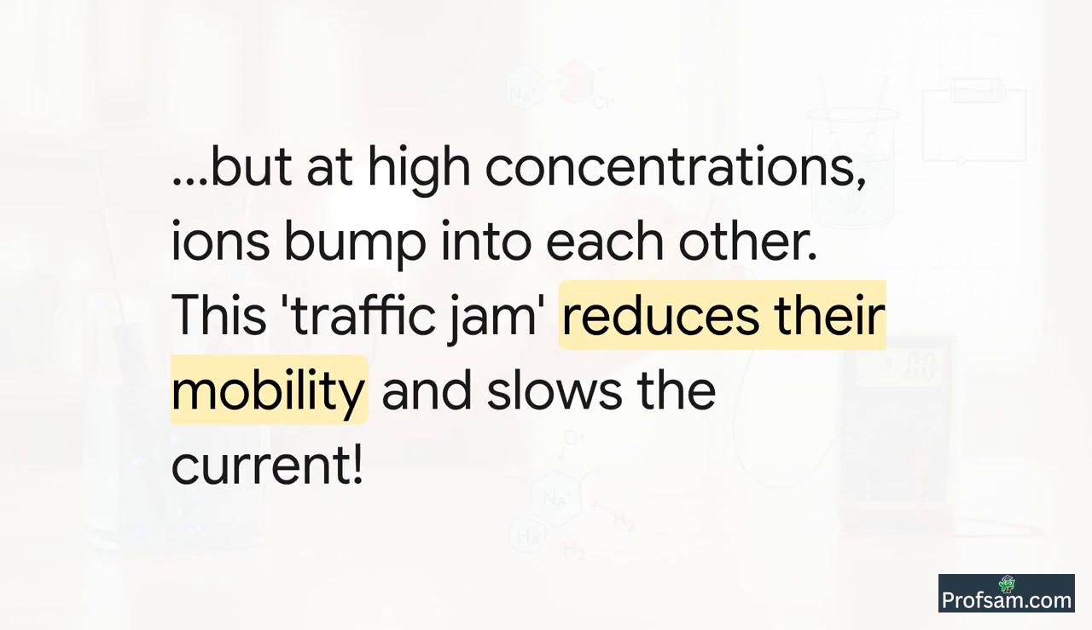At very high concentrations, the ions become too crowded. They start colliding with each other and getting in each other's way. This friction actually slows them down. It's just like a massive traffic jam on our highway. This traffic jam reduces their overall mobility, so the conductance doesn't increase as much as you would expect. This is a very important nuance to remember.